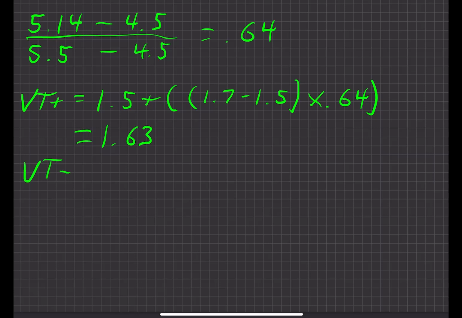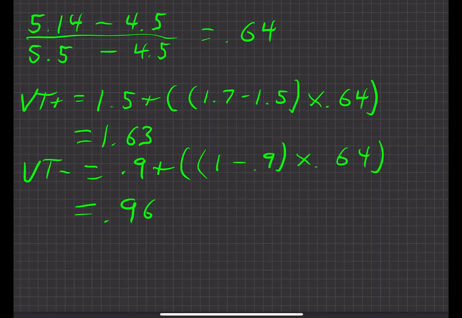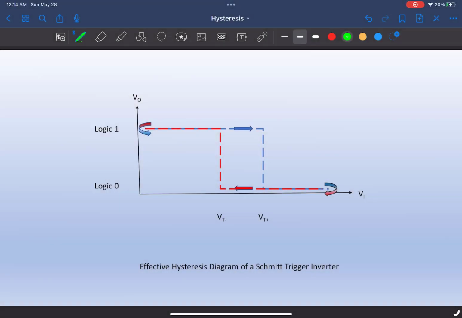And doing the same for VT minus provides us with our values of 1.63 volts for VT plus and 0.96 volts for VT minus. We will note on our diagram the values that we expect to measure during testing: VT plus at approximately 1.63 volts and VT minus to occur at approximately 0.96 volts.